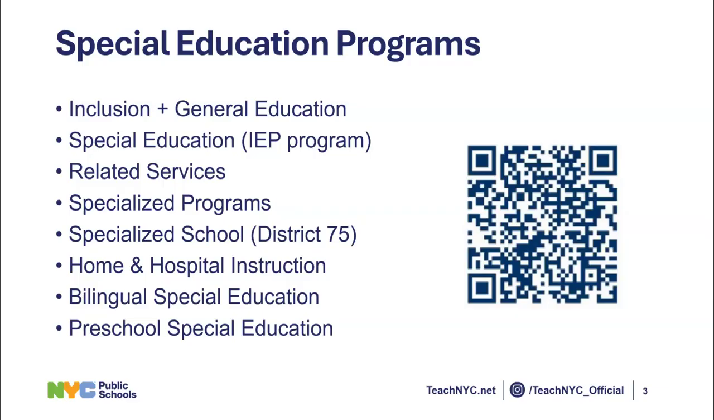We have specialized programs, and I'll go over those more in a bit. We have specialized schools here in New York City. We actually have an entire district. It's a non-geographic district, but it is considered a district, District 75. These are all schools that are just for students with IEPs, and I will again go into each of these shortly. Home and hospital instruction sound just like what it is, which is instruction in the home or the hospital. Bilingual special education is when multiple languages are used for instruction, and of course, preschool education for our youngest learners.